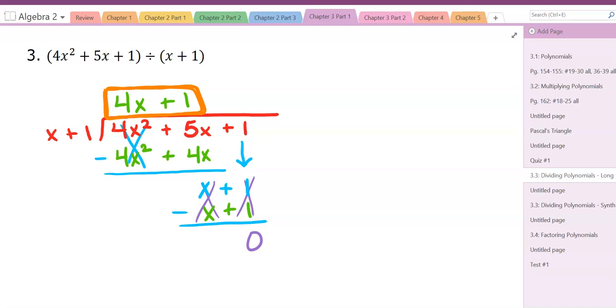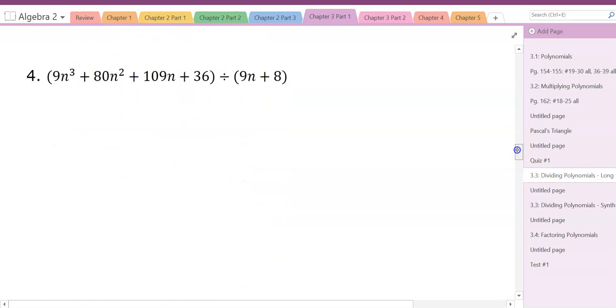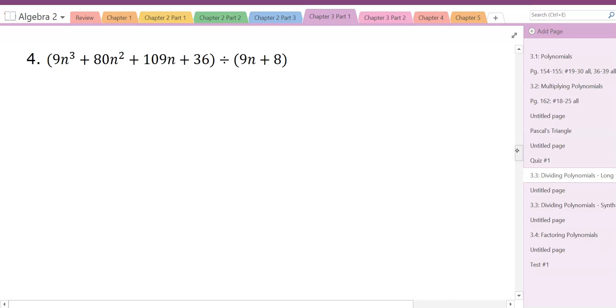Okay, there's one more in your guys' packet. And again, I'm going to give you guys a couple minutes to give it a try and see what you can figure out here.